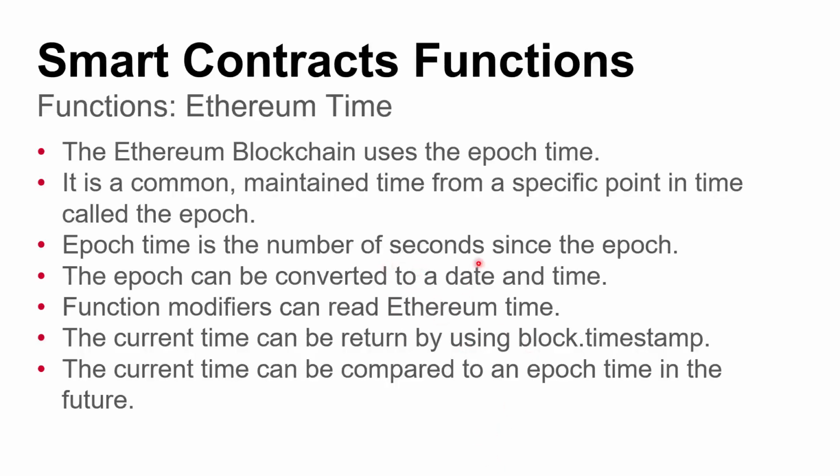So it's good to have a function modifier if we wanted to start an initial coin offering and we needed it to only start after a certain day or on a certain day. We can put a function modifier there with a date time. And the current time can also be returned using block timestamps. That's another way to do it. And the current time can be compared to the epoch time in the future.